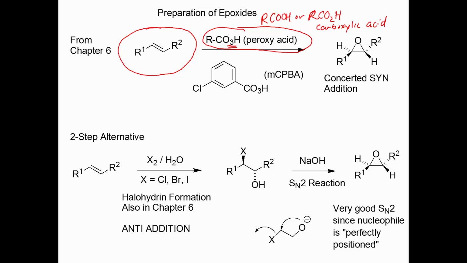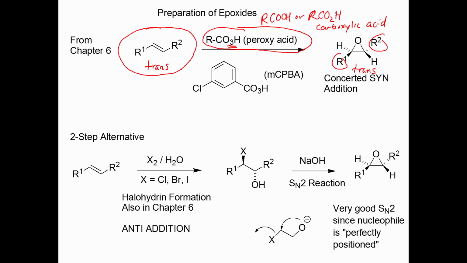Okay, so what happens there is you get a syn addition and you get an epoxide. Whatever stereochemistry you had for the alkene, it ends up being in the product. So right here we have a trans alkene, so we're going to have a trans arrangement of our two substituents, R1 and R2, on the three-membered ring.